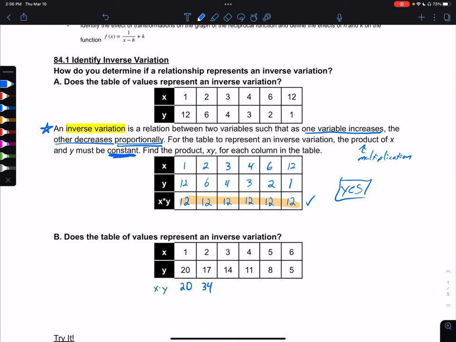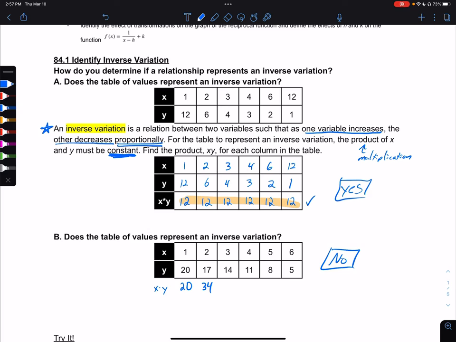Those two are not the same number, so does this represent inverse variation? No. Once two of them do not match, you can stop. There's really no reason to continue going. If there's two that are different, then it's definitely not inverse variation. For a yes answer, you do have to do every single column and make sure that they all check out. For a no answer, once two of them are different, you can stop doing work.